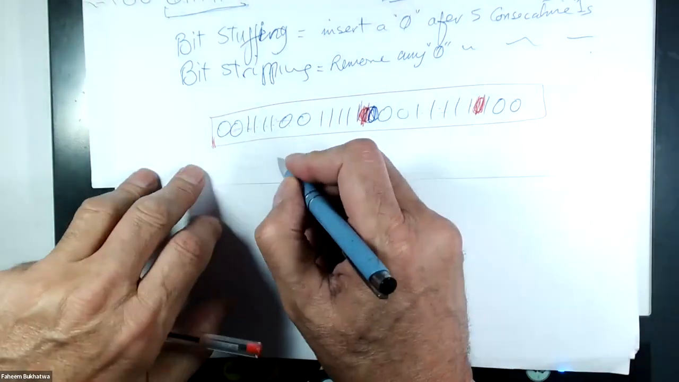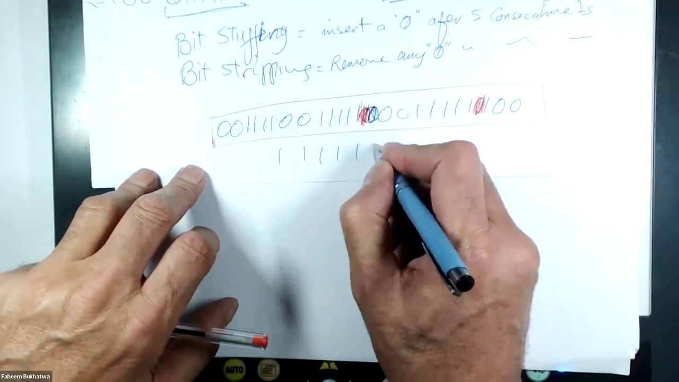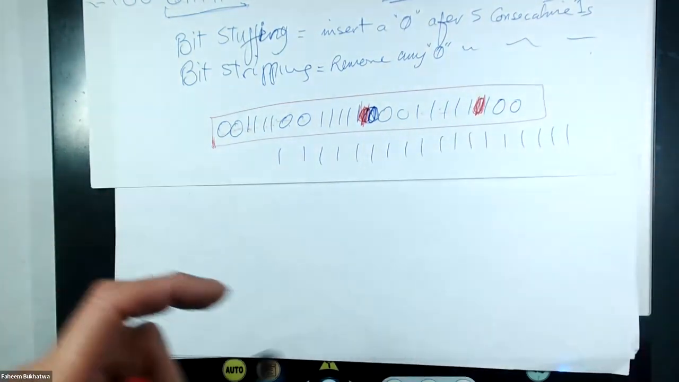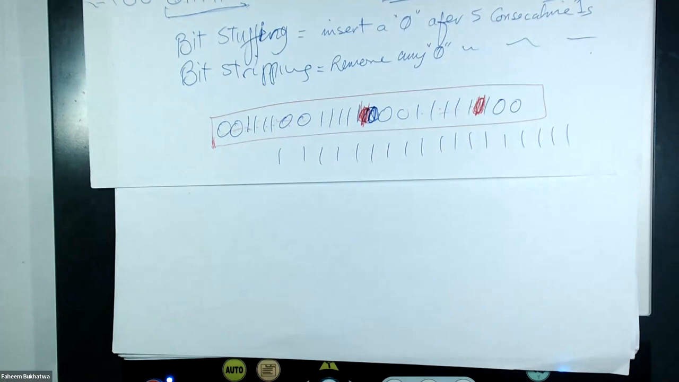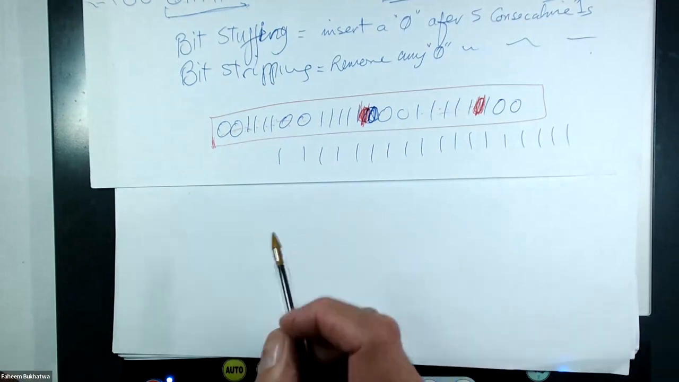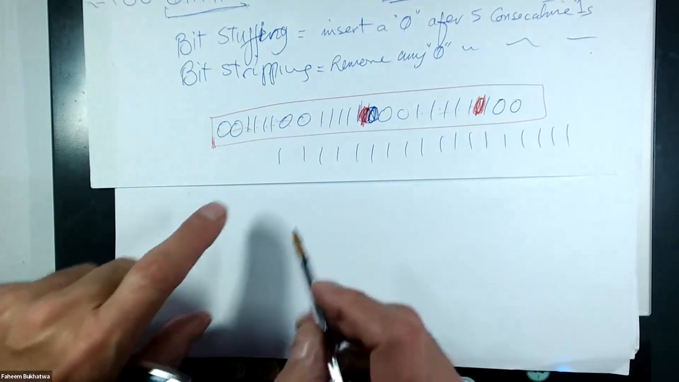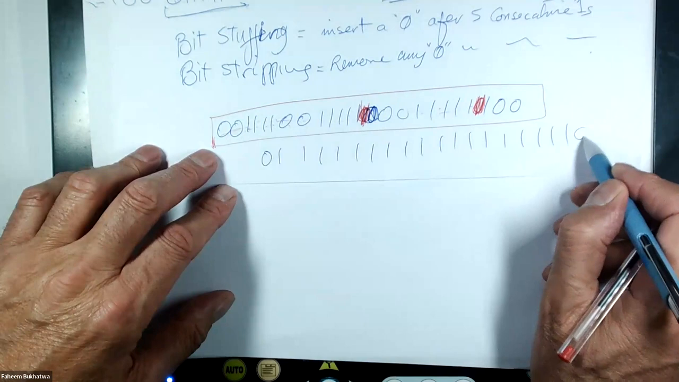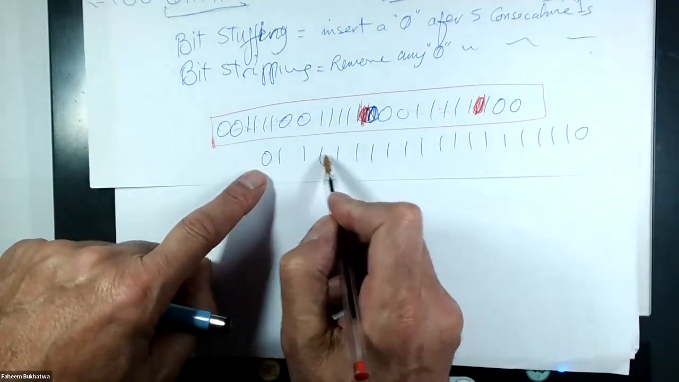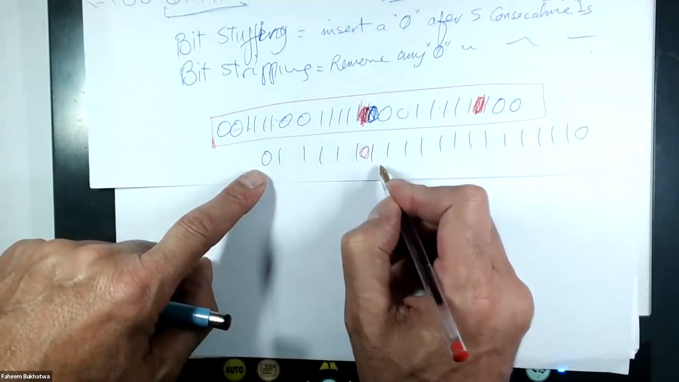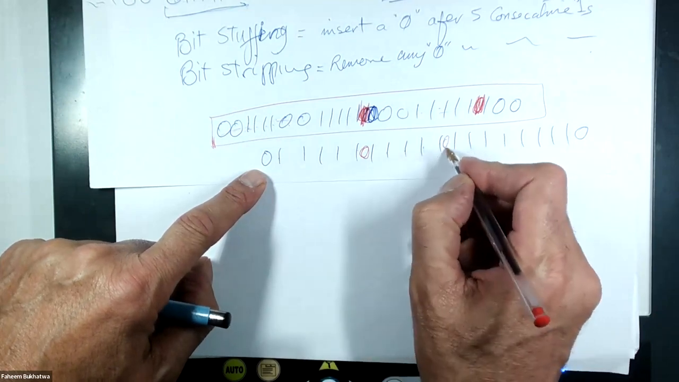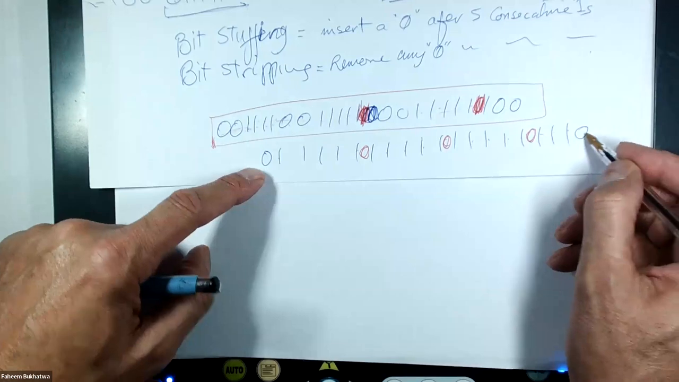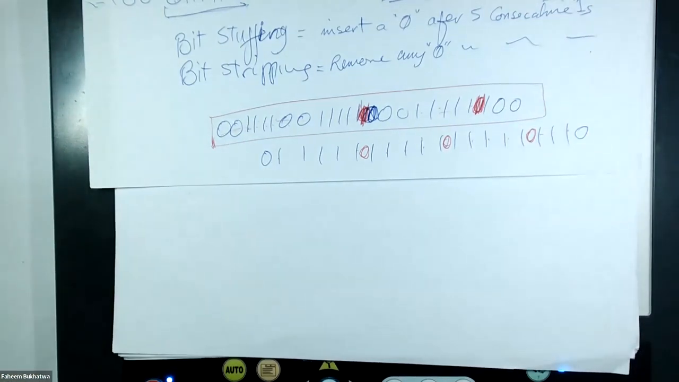Another possibility. Imagine this. 1, 2, 3, 4, 5, 6, 7. What would the sender do here? Where would the sender insert the zeros? It'll count. Let's imagine there is a 0 here, so we're okay. So it counts. 1, 2, 3, 4, 5. Add a 0. 1, 2, 3, 4, 5. Another 0. 1, 2, 3, 4, 5. Another 0. 1, 2, 3. That's it.